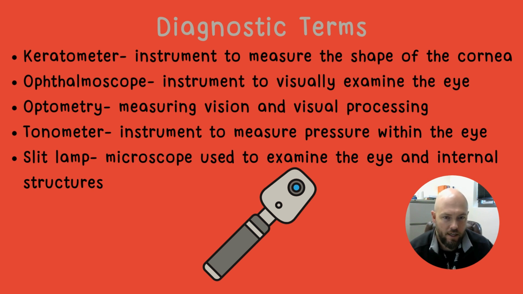Diagnostic terms for the eye. So keratometer is an instrument used to measure the shape of the cornea. An ophthalmoscope is an instrument used to visually examine the eye, the anterior aspect of the eye. Optometry is measuring vision and visual processing. A tonometer is an instrument used to measure the pressure within the eye. And a slit lamp is a mounted microscope used to examine the eye and the internal structures.